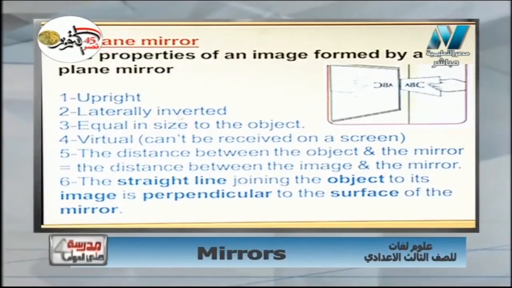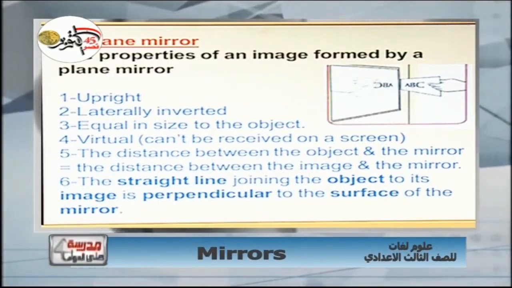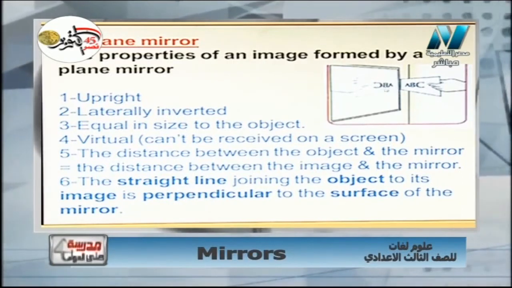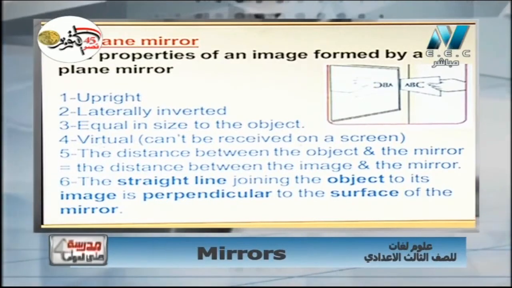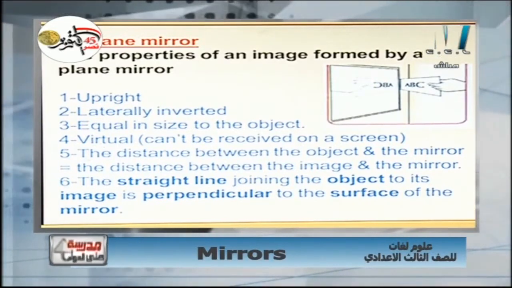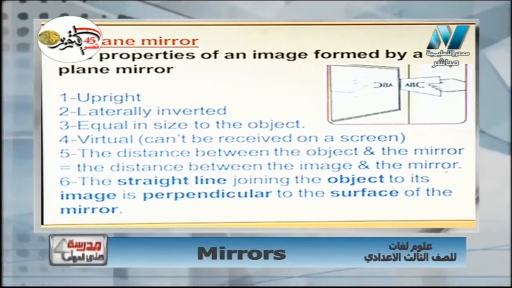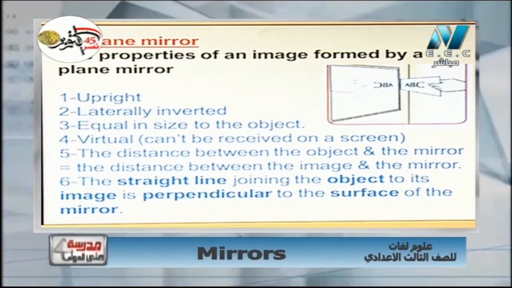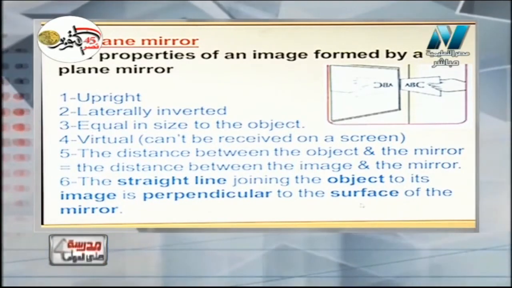Okay, let's see it together. As we see, these are the properties of the image. It's very important: upright, laterally inverted. What is meant by laterally inverted? It means reversed, like this ABC, you are going to see it in the mirror written reversed. Equal in size, virtual. What is meant by virtual? It cannot be received on a screen. Number 5, the distance between the object and the mirror equals the distance between the image and the mirror. Number 6, the straight line joining the object to its image is perpendicular to the surface of the mirror.